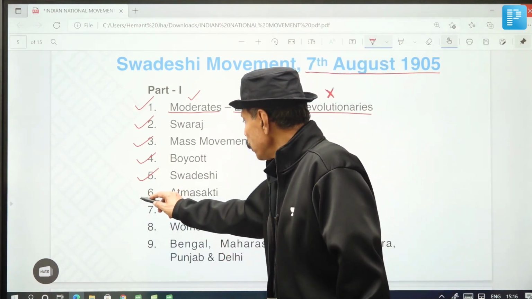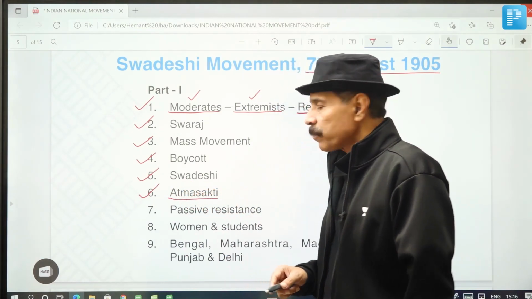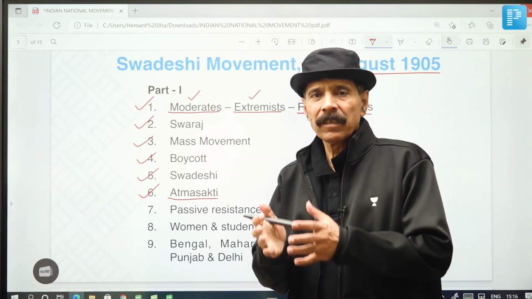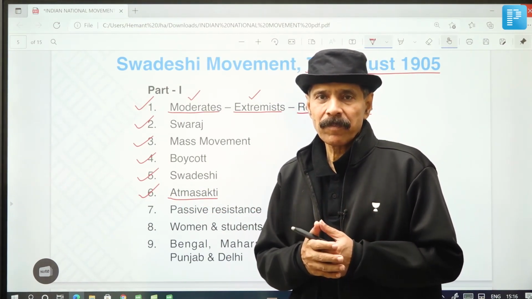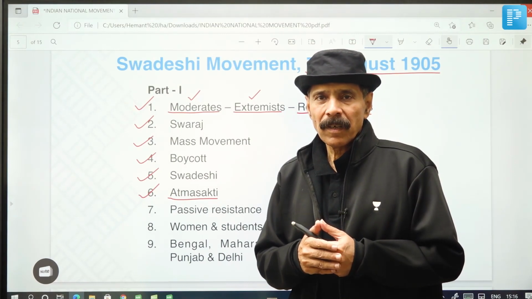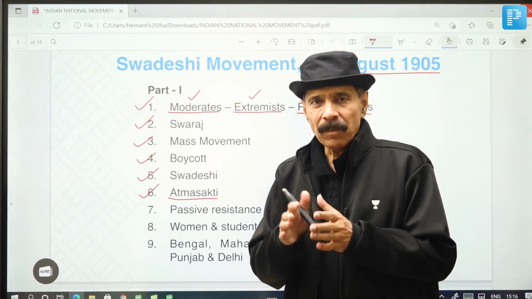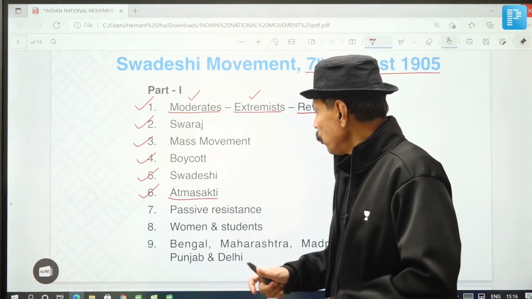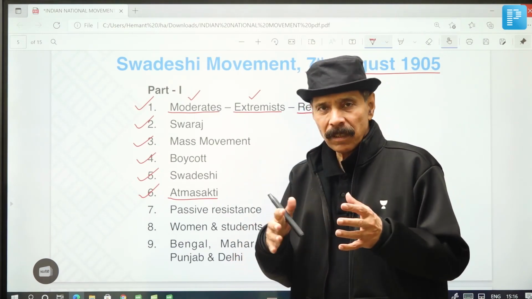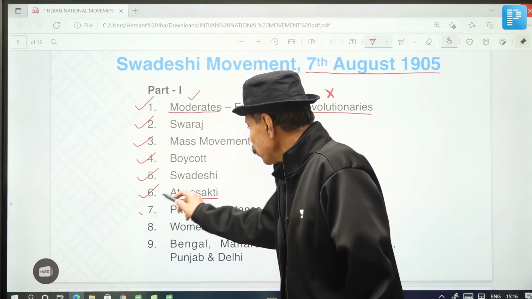Next, Atma Shakti. This idea was given by Rabindranath Tagore. And the essence of the idea was self-reliance. And this was essentially inspired by the idea of Swadesi, you can say. Because the idea of Swadesi and Atma Shakti, they were linked.